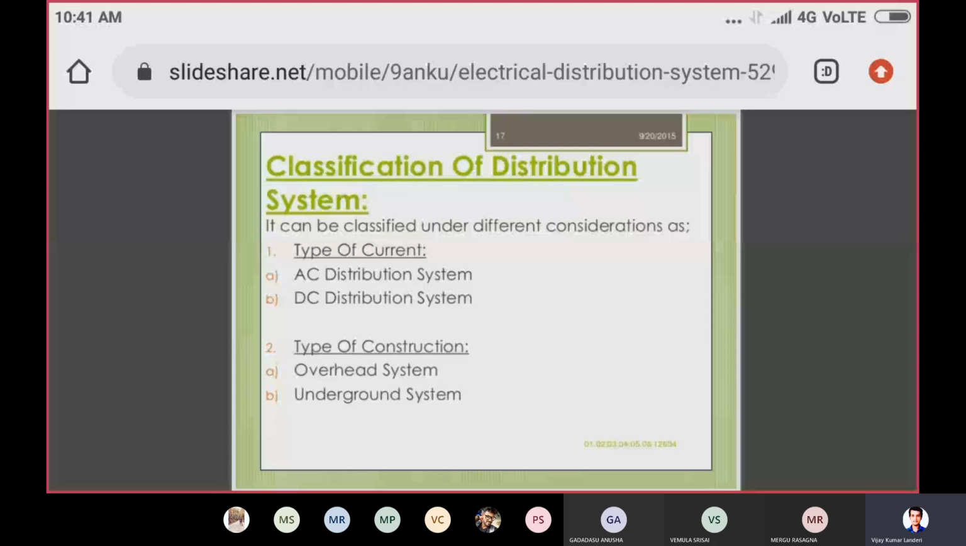Overhead system means whatever system we observe in our daily life, where all the conductors and poles are on the surface of the ground. That is what we call an overhead system. Underground system is used in places where the overhead system would damage the beauty of the location. In those areas we prefer the underground system, which is chosen only where the beauty of the locality would be damaged if all the conductors were outside.